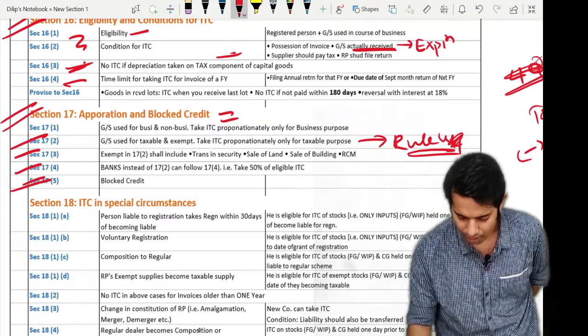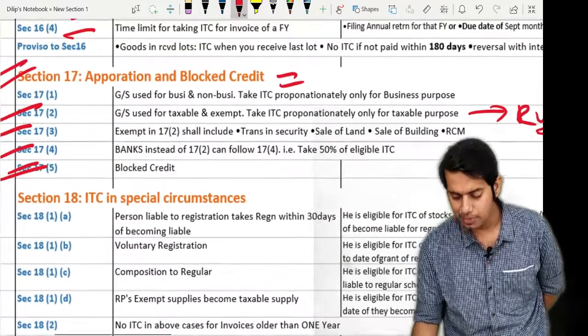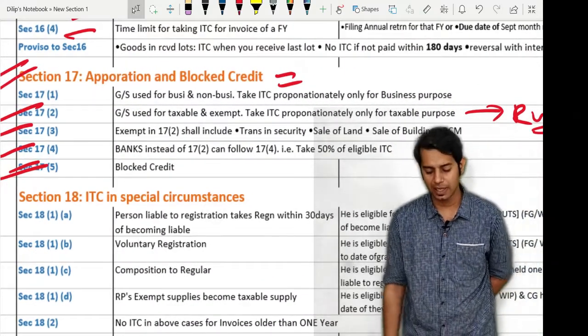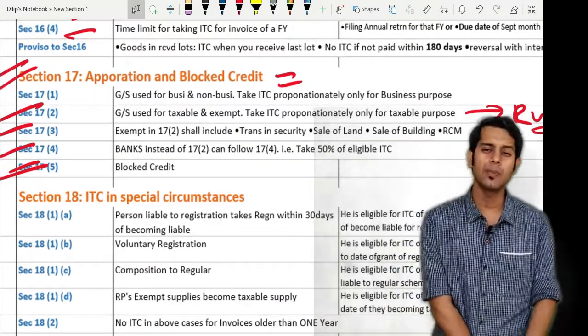Now, Section 17.5 becomes very important because a lot of amendments have been made in 17.5. 17.5 talks about block credit.